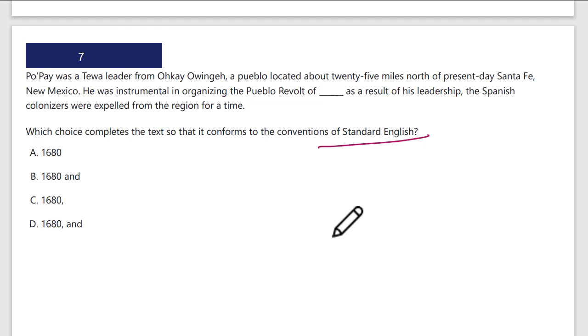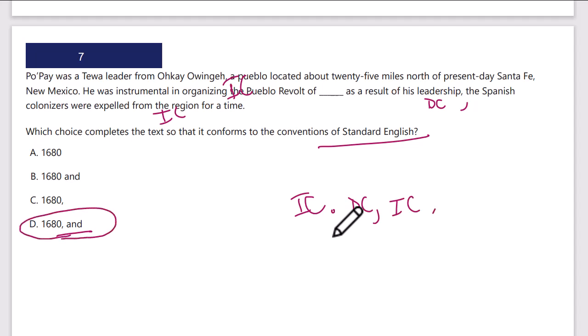Okay, grammar question. We've got "and," commas, "comma and." All right, the comma and is the only one that combines independent clauses, so I might start there. Let's take a look here, though. Pope was a Tiwa leader from such and such, a pueblo located 25 miles north of present-day Santa Fe, New Mexico. He was instrumental in organizing the Pueblo Revolt of 1680. So that's an independent clause. And as a result of his leadership, dependent clause, comma, the Spanish colonizers were expelled from the region, independent clause. This is our classic new independent clause, period, dependent clause, comma, independent clause, which means this must be the right answer.